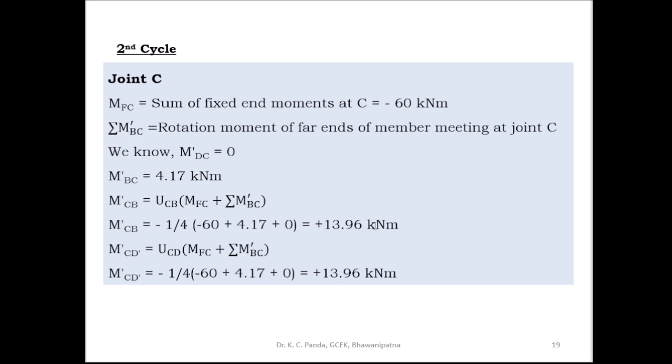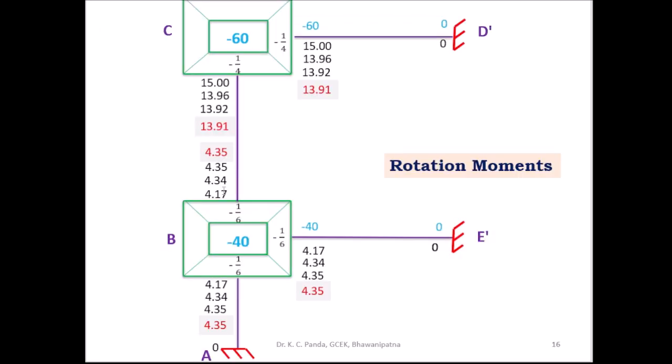Here m dash CB is equal to 13.96 kilonewton meter. Similarly m dash CD is equal to -1/4 into -60 plus 4.17 plus 0, so this is also 13.96 kilonewton meter. So you put here the 13.96 and 13.96. Then you go to the joint B.